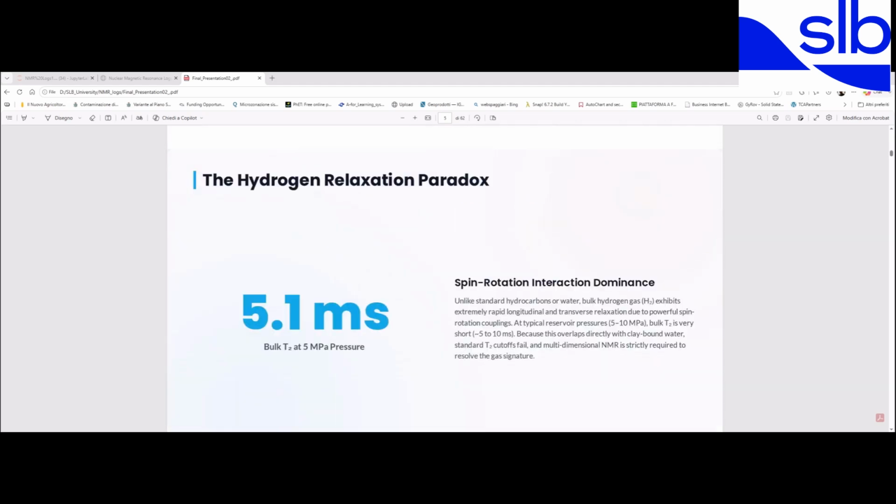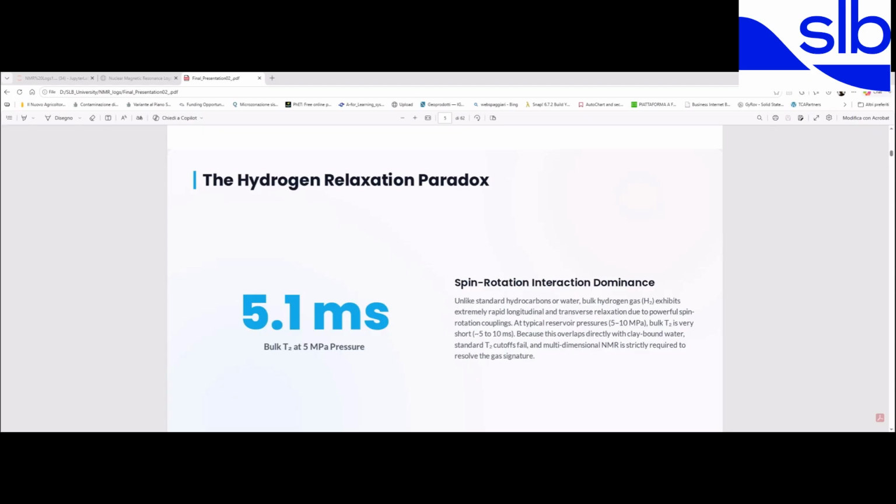Hydrogen relaxation paradox: spin rotation interaction dominance. So what you are really measuring is the spin rotation interaction dominance. Unlike standard hydrocarbons or water, bulk hydrogen gas exhibits extremely rapid longitudinal and transverse relaxation due to powerful spin rotation coupling. At a typical reservoir pressure between 5 and 10 megapascal, the bulk T2 relaxation time is very short, between 5 and 10 milliseconds.